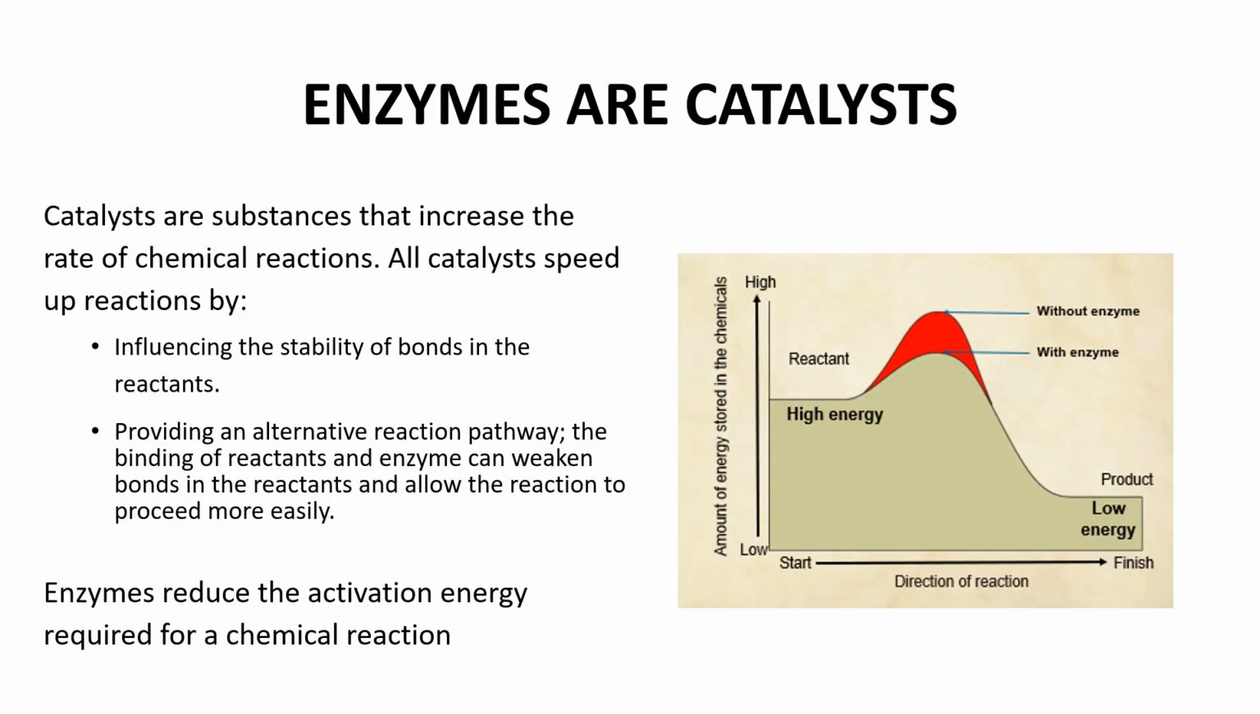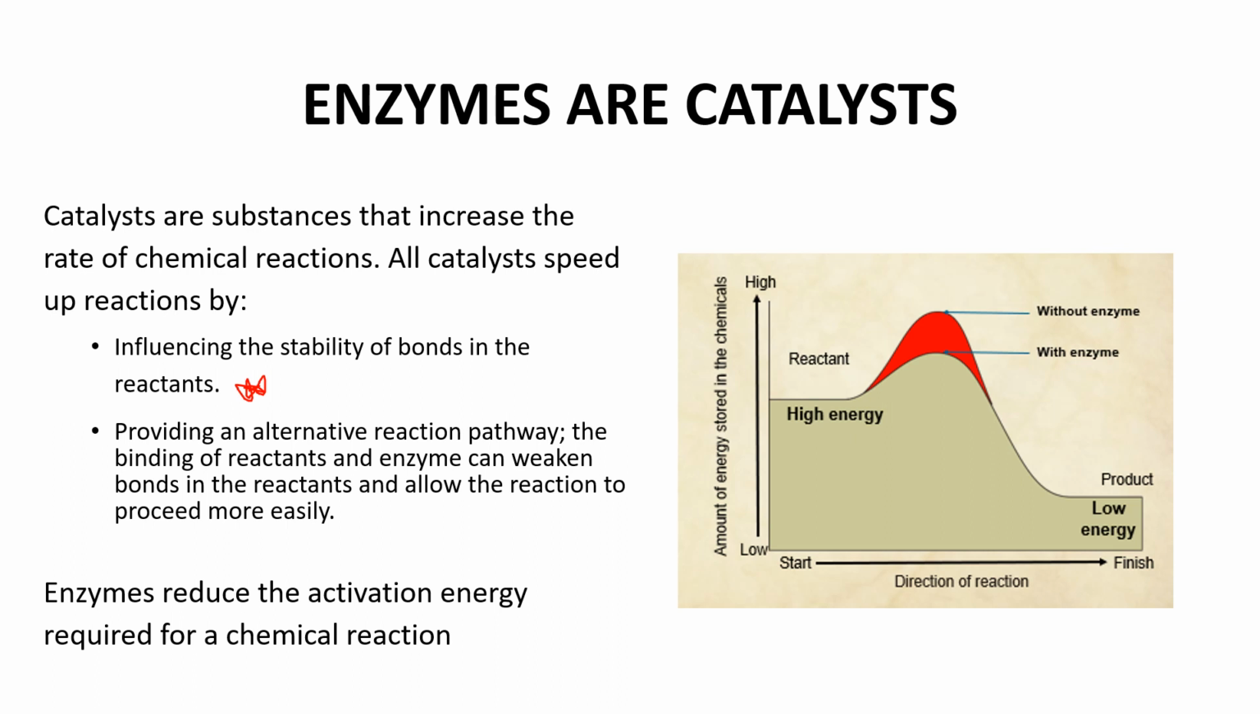Like I said in the first slide, the main way that enzymes catalyze reactions is by reducing the activation energy that's required for them. Catalysts are substances that increase the rate of chemical reactions, and they do this in two main ways. They influence the stability of bonds in the reactants. If you're a chemistry person and you care about all of that, they make the stability of the bonds in the reactants either stronger or weaker, depending on whether it's a catabolic or anabolic reaction. And they also provide an alternative reaction pathway.